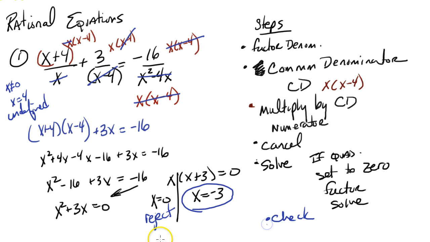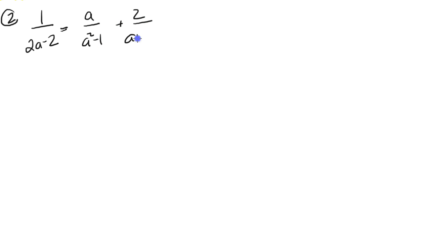Let's try it again. So let's try another question. So question 2. 1 over 2a minus 2 equals a over a squared minus 1 plus 2 over a plus 1.